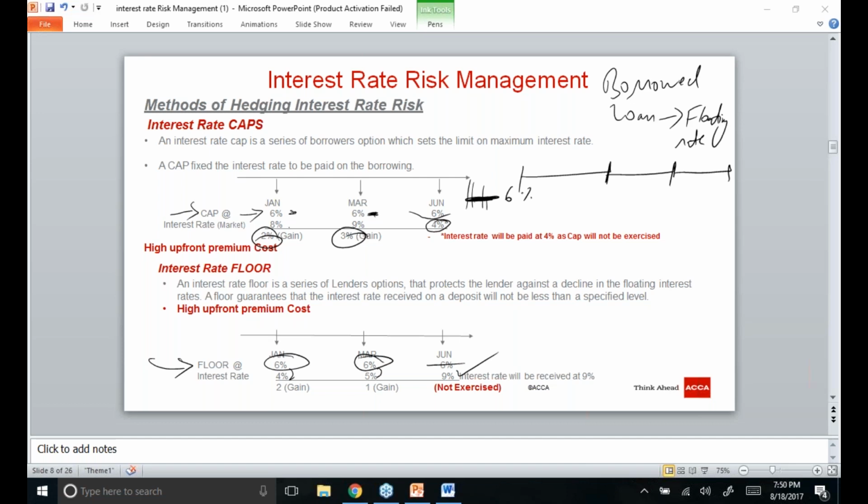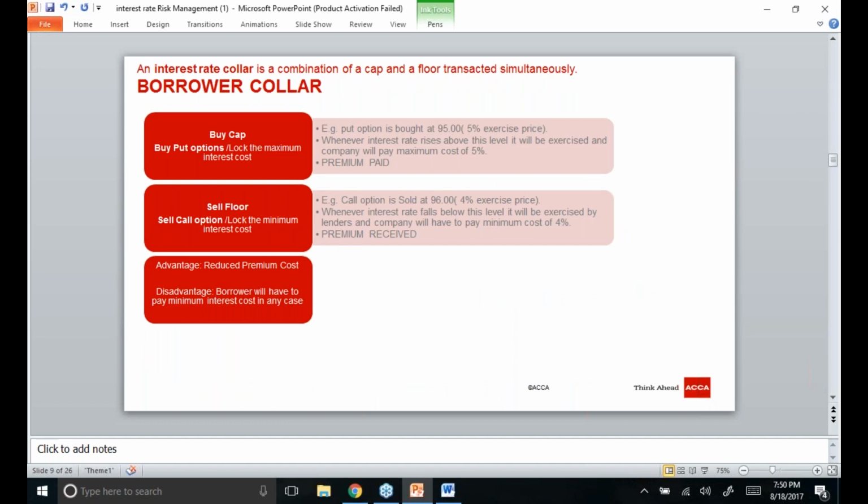Okay, now let's move to the alternative of these, that is the collar contract. So we will discuss the borrower collar, and you have to make the lender collar by yourself. So try to listen carefully. So what about the borrower collar? Let's suppose we are a borrower and we are facing a risk that interest rate can go up, and if interest rates go up, we will face a loss, and definitely we have to pay the higher rate.